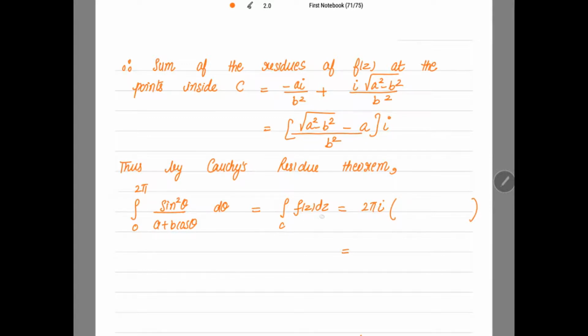So thus, by the Cauchy residue theorem, the given integration, which is equal to the integral over c of fz dz, is equal to 2 pi iota times the sum of the residues of fz at the points inside the circle. And we have just now calculated this sum as square root of a square minus b square minus a over b square into i. And finally this is equal to 2 pi over b square times a minus square root of a square minus b square. Here ends the solution.